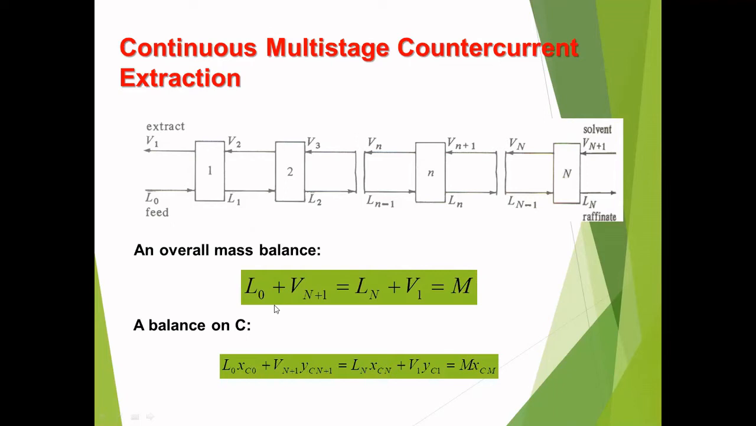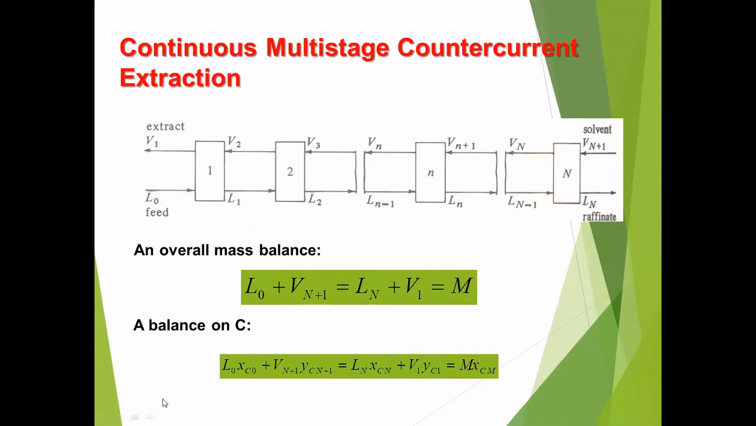Now, when we do overall material balance, we simply account for the phases that enter our system and the phases that leave, the sum of which is equated to the bulk phase M. Now, if we make a balance on C, which is most of the time the solvent, or it is suggested that you make a component balance on the solute, which is A, the L will be multiplied by X, the V will be multiplied by Y, and your M will be multiplied by X. That's how we do component balance.